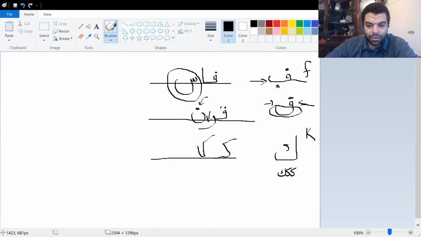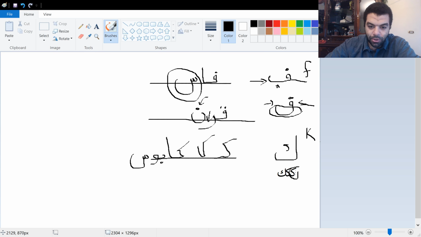Let's write a word like kabus, which means nightmare. So there, kaf, go down, and then alif, and then ba. Alif is not connected, okay? And then waw, ba, don't forget the dot. Waw is not connected, and then seen. So there, kabus, okay? And this means nightmare. So kaf, it looks different. It looks like a different letter, okay?